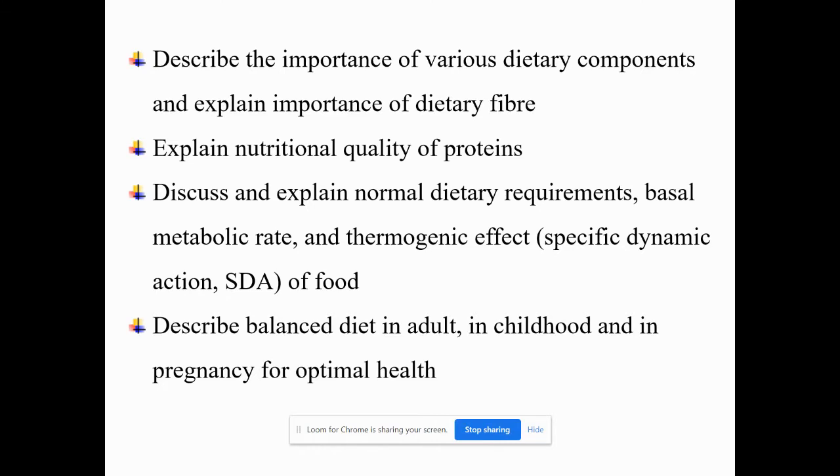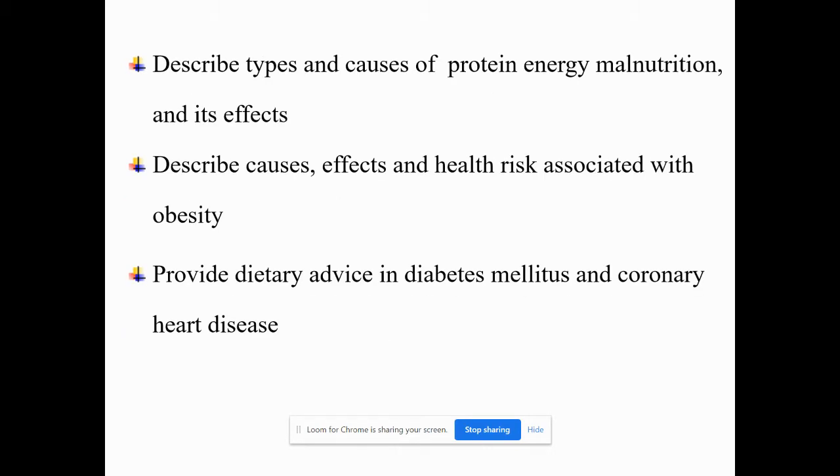And the fourth one is what a balanced diet is: the balanced diet in adults, for childhood, and for pregnancy. The fifth important synopsis is that we should describe the types and causes of PEM. PEM is protein energy malnutrition, and the effects of protein energy malnutrition.